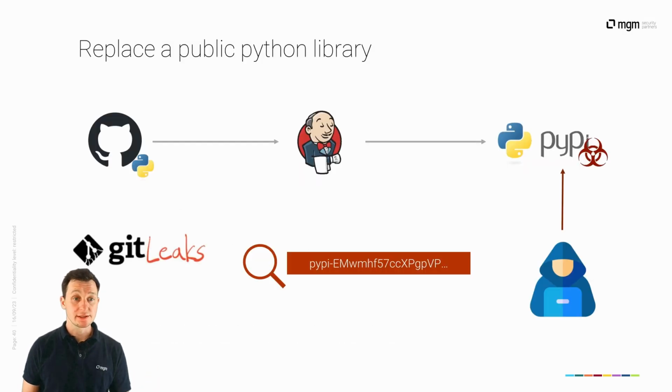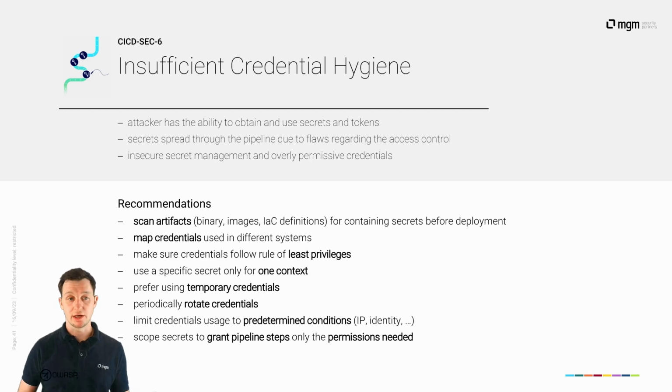This attack is called Insufficient Credential Hygiene. The basic idea behind this attack is that an attacker has the ability to obtain and use secrets and tokens that are in some configuration files or that are left in the Git commit history in any file back in time. And these secrets are spread through the pipeline, and then an adversary can use them to get, for example, access to, like in this case, PyPI, and do insecure stuff, right?